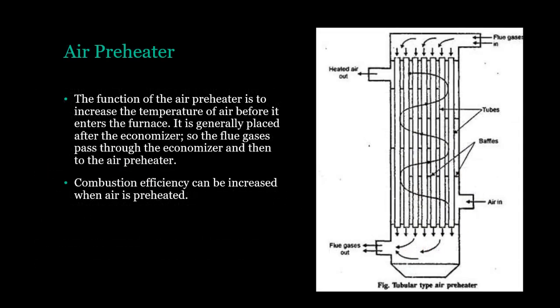The function of the air preheater is to increase the temperature of air before it enters the furnace. It is generally placed after the economizer, so the flue gases pass through the economizer and then to the air preheater. Combustion efficiency can be increased when air is preheated.